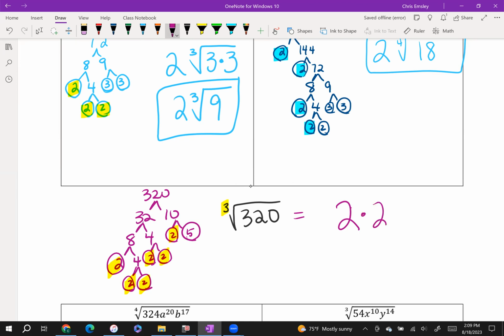Remember, we multiply these together. And then that lonely 5 has to stay inside. So 2 times 2 is 4 times the cube root of 5.